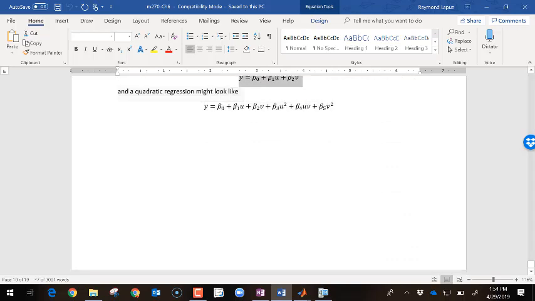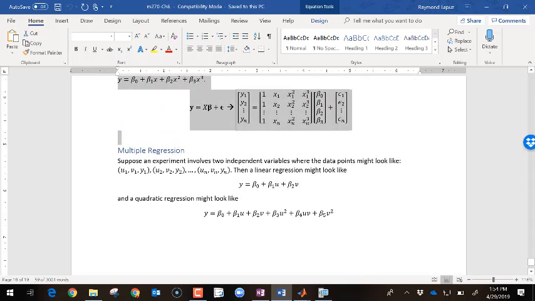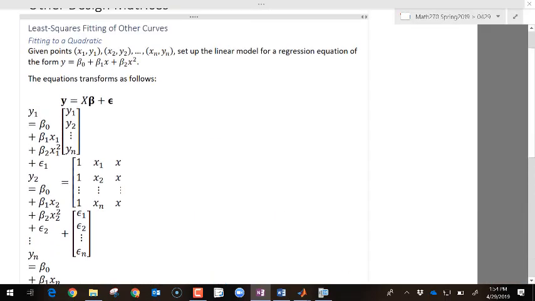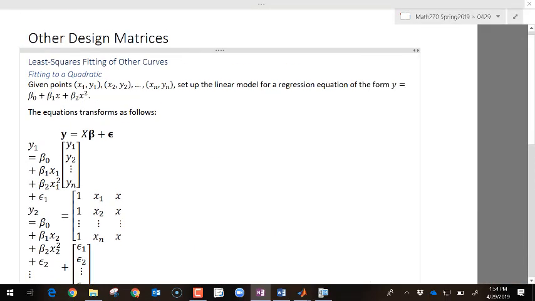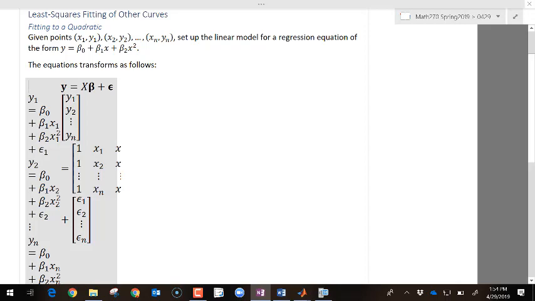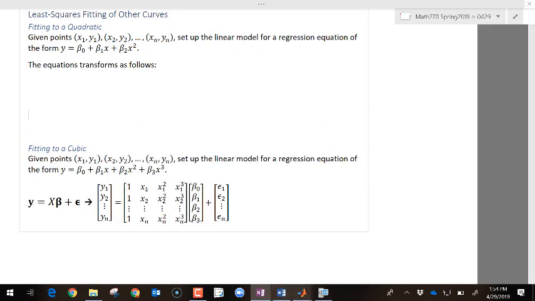So just to talk about a couple of other different types of design matrices. Instead of having a linear regression, you could possibly have a quadratic regression. Oh, the formatting is not good here. Let me see.